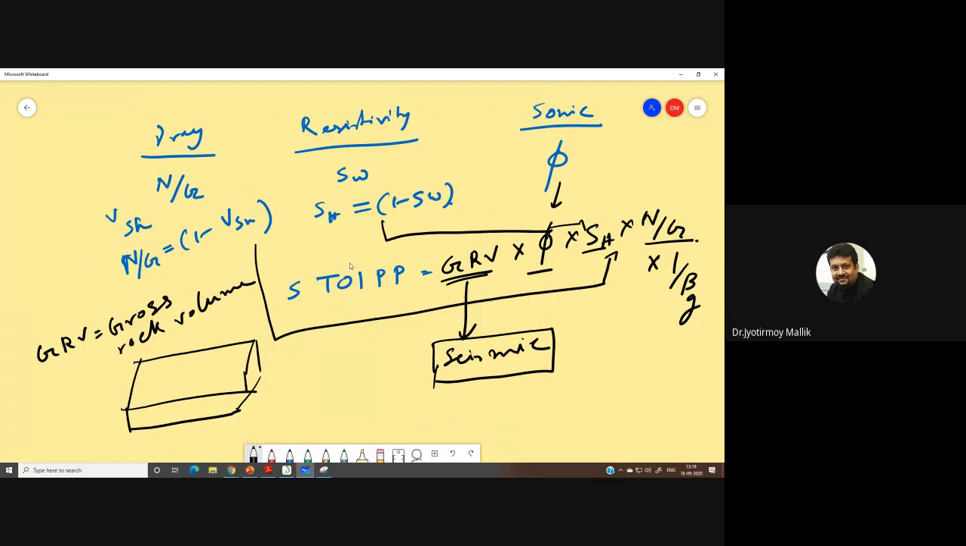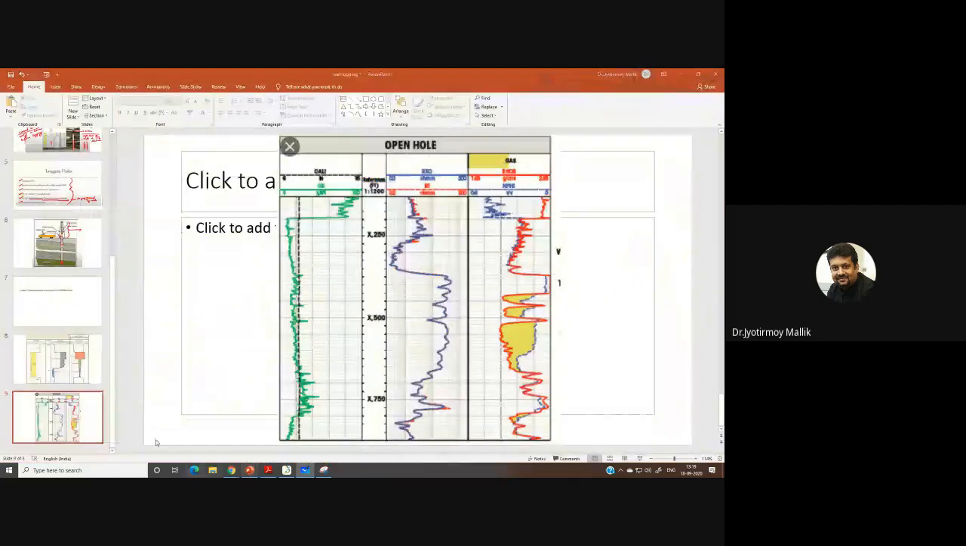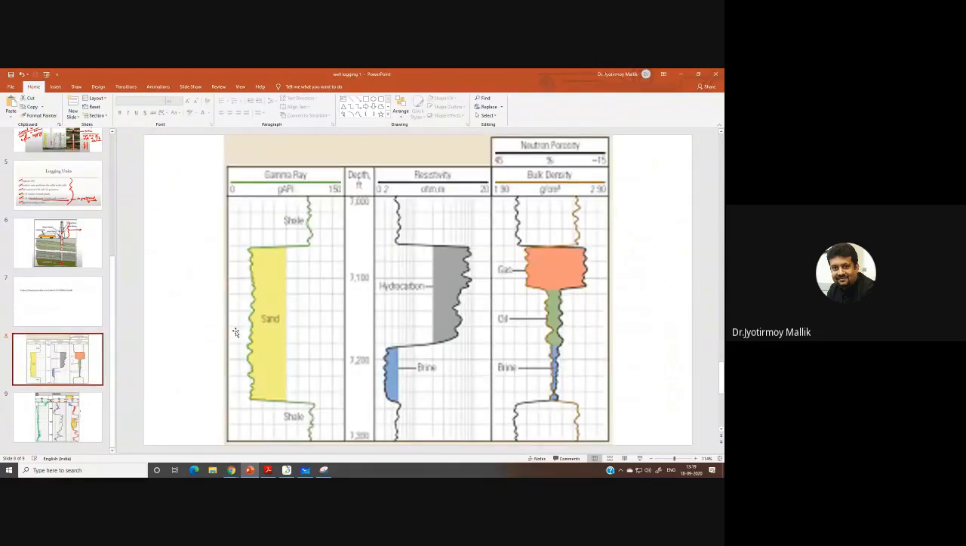Now, the final curve I want to show you today is actually a combination of two curves. One we call the neutron porosity, and the other one we call the density.